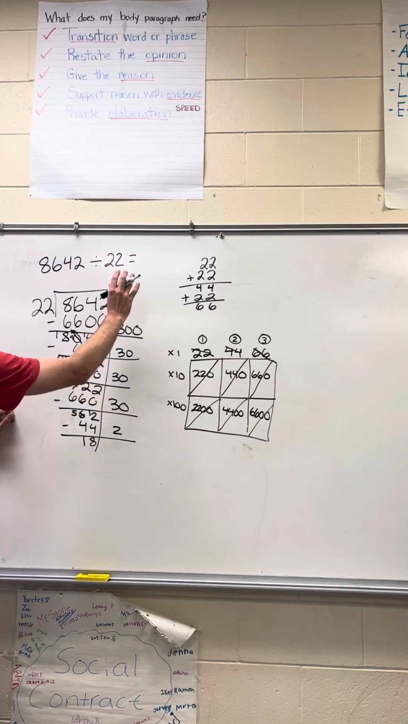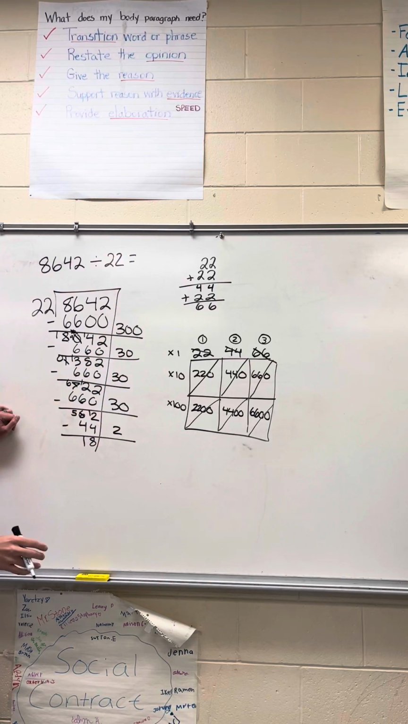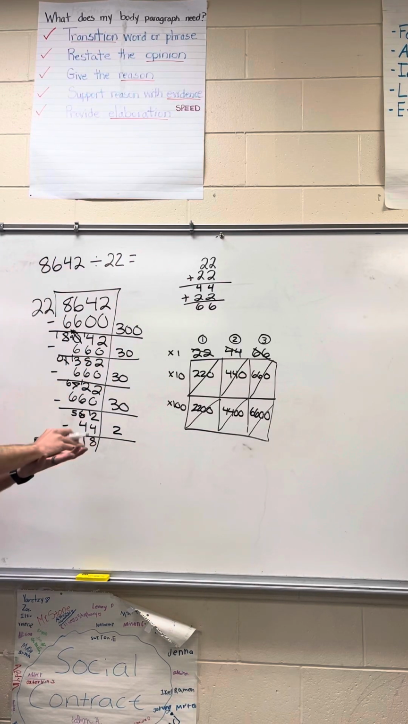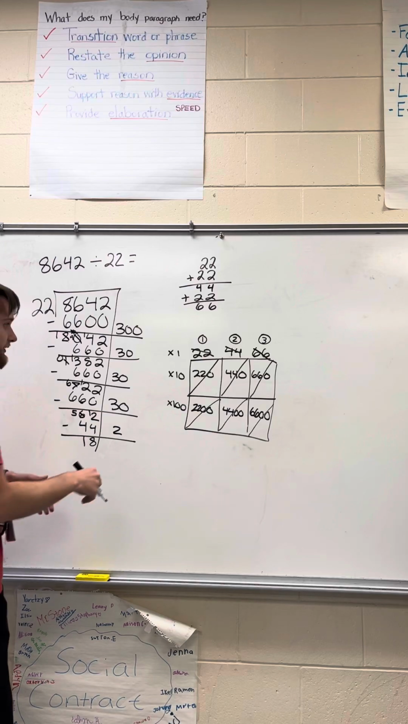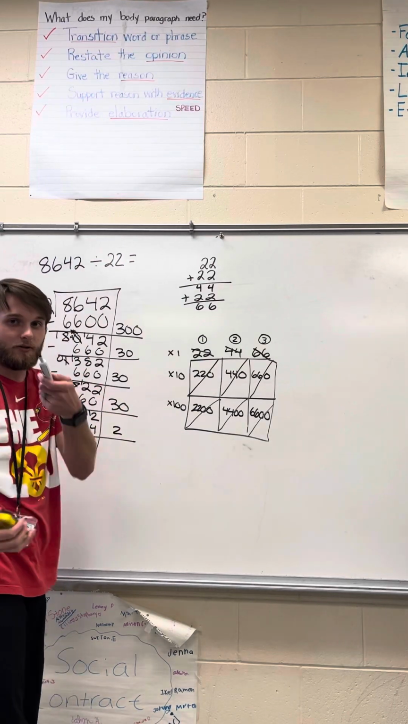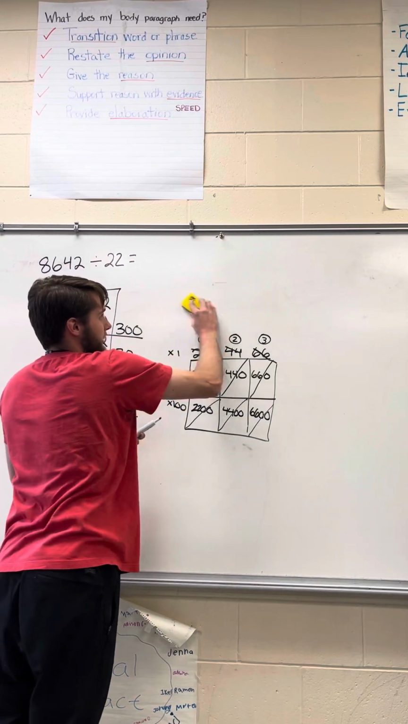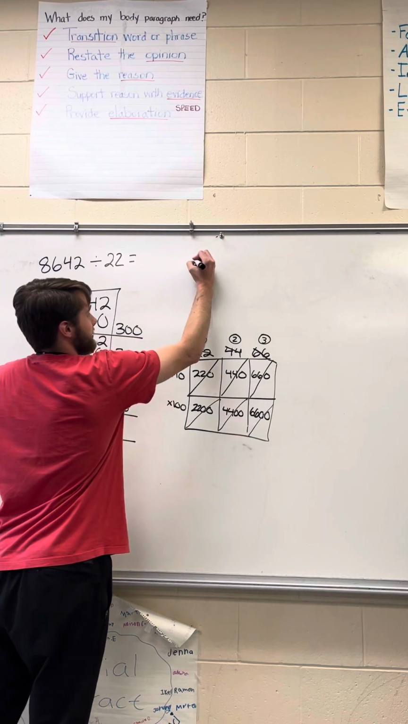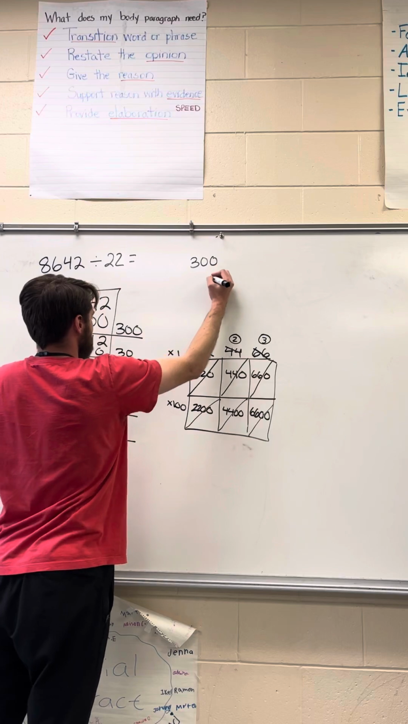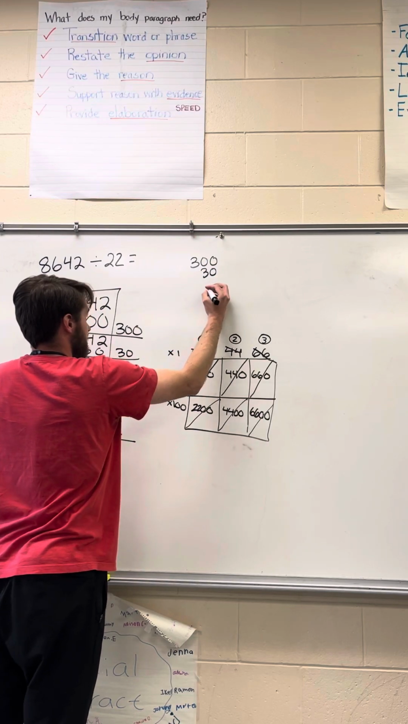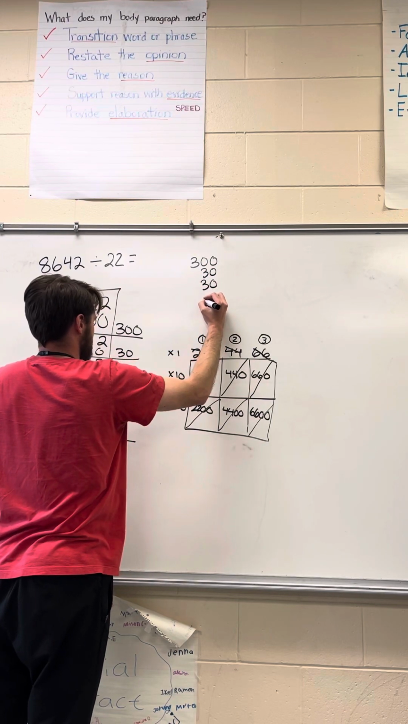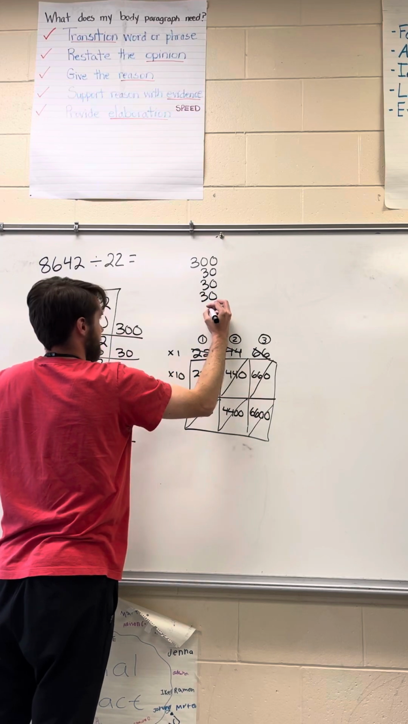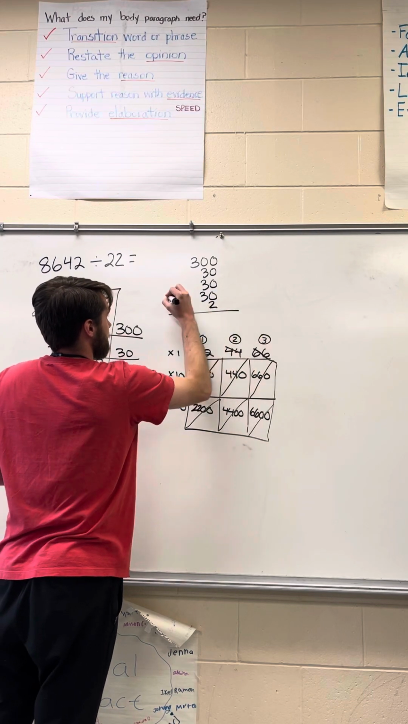Okay, so now I got to do something with all these numbers. And you're right. We're going to add all the numbers together. Okay, so I would like you to keep your work there, but for the point of space, I'm going to erase that. Okay, so we're going to add all these numbers. So 300, 30, 30, 30, and 2.